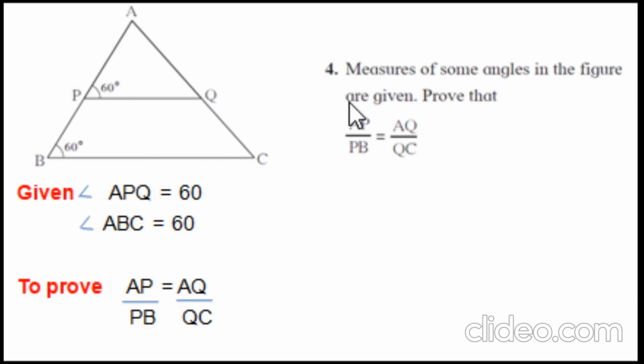Next question. In this question, measures of some angles in the figure are given. Prove that AP upon PB is equal to AQ upon QC. Given that angle APQ is 60 degrees, here the degree sign should be there, and angle ABC is 60 degrees. Then we have to prove that AP upon PB is equal to AQ upon QC.